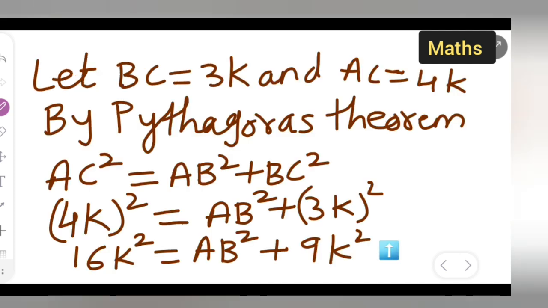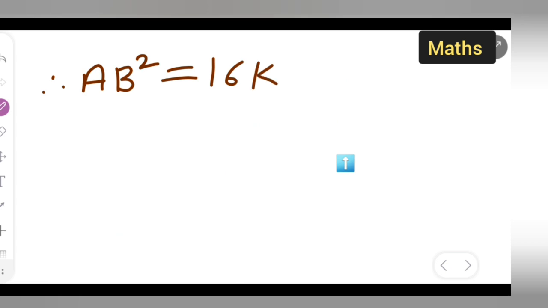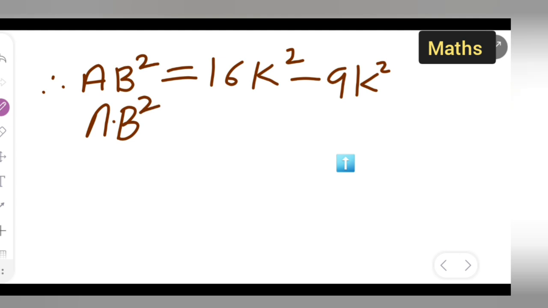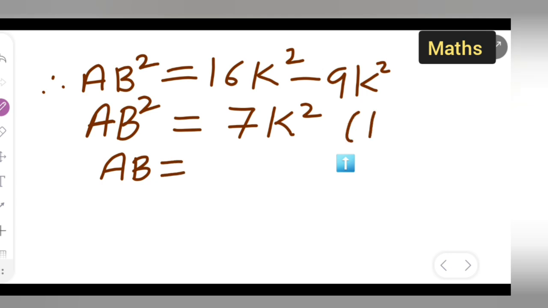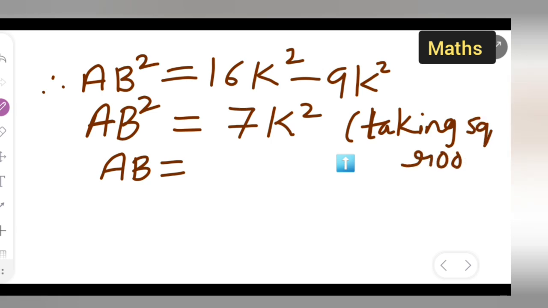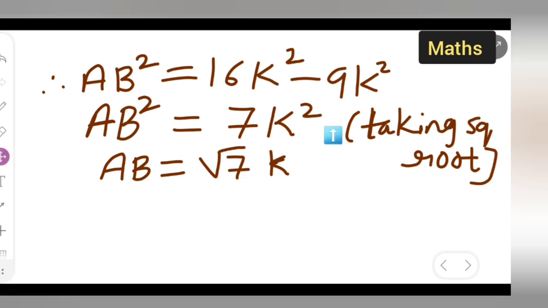16K square minus 9K square. So AB square is equal to, subtracting this, 16 minus 9 gives you 7K square. If you take the square root, you will get AB is equal to root 7 and then K. The root is only for 7, because if you apply the root to K square, it will get cancelled and you will get K. So AB is equal to root 7K.